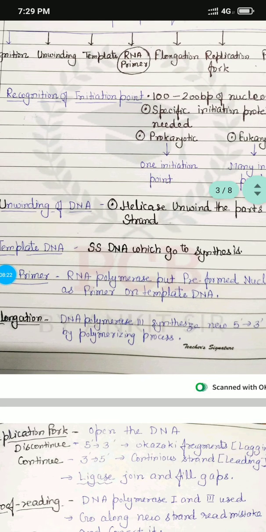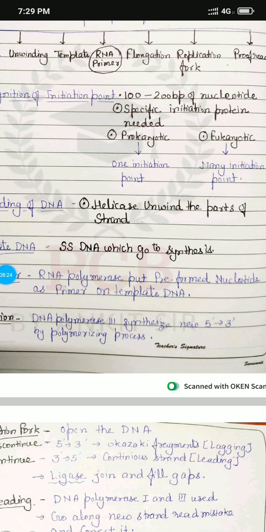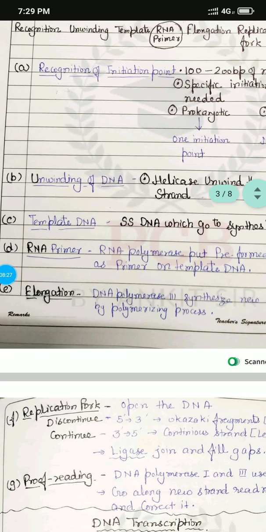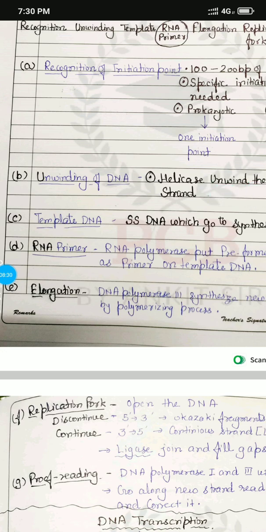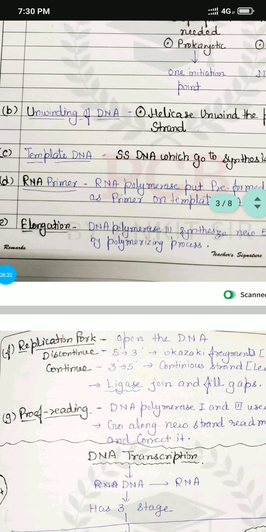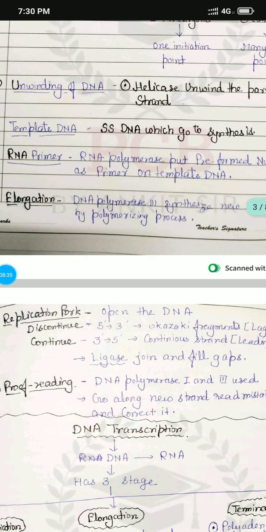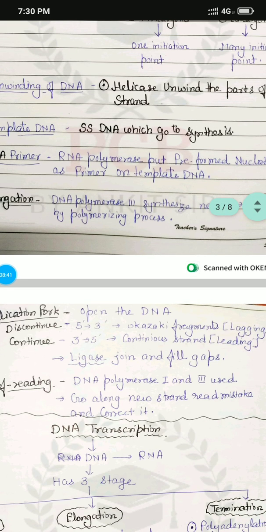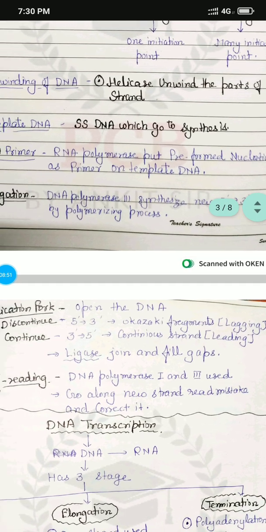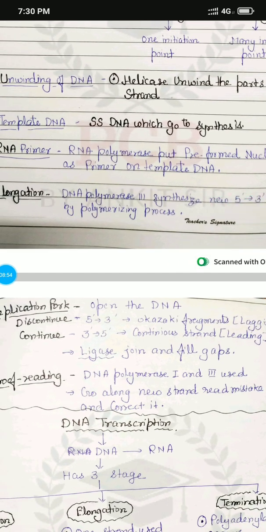The next one is elongation, where DNA polymerase 3 synthesizes a new strand from 5' to 3' by a polymerizing process. And the replication fork, which is formed like a chain, opens the DNA into two types: one is a discontinuous pattern, another is a continuous pattern. So the question will arise, what is the discontinuous pattern? The discontinuous pattern is 5' to 3', which is called the Okazaki fragment, also called the lagging strand. The continuous pattern is 3' to 5', which is called the continuous strand and leading strand.